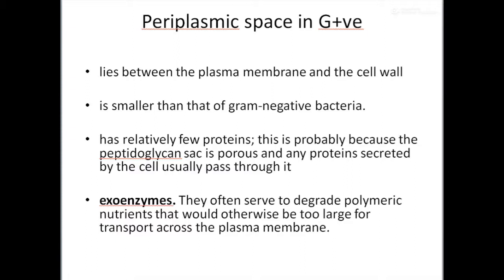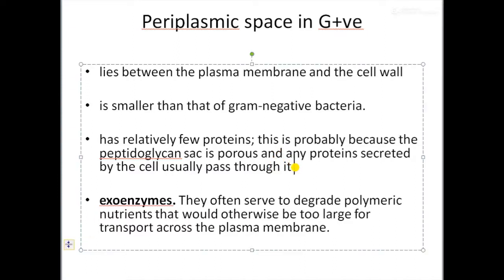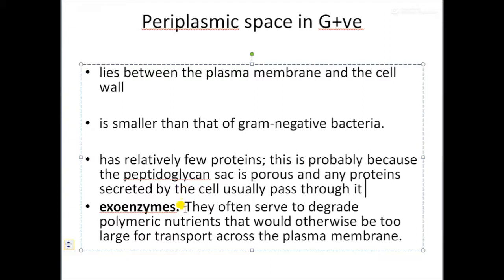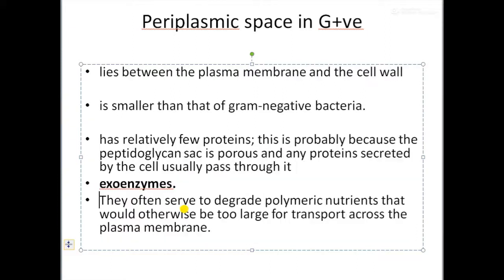The periplasmic space of gram-positive bacteria contains relatively few proteins, because the peptidoglycan sac has been found to be porous, and many proteins secreted by the cell usually pass through it. They are usually considered to be exoenzymes, and they often play an important role in degrading polymeric nutrients that would otherwise be too large to be transported across a plasma membrane.